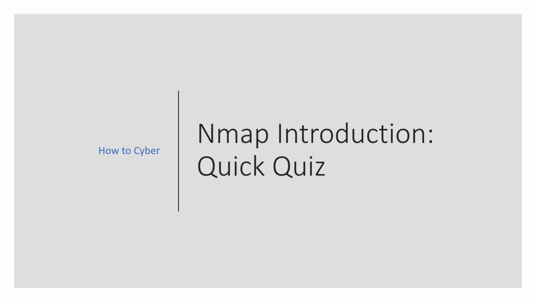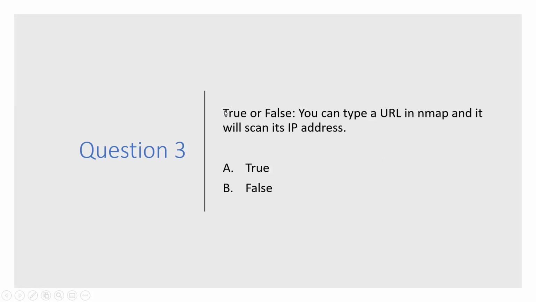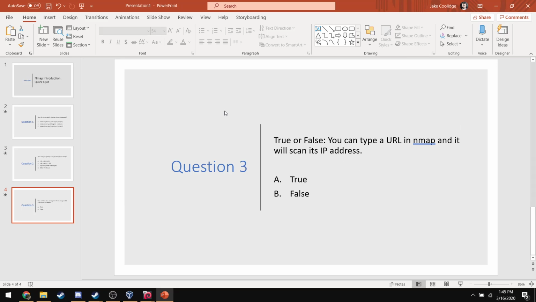Now let's just get right into the last question of the quiz. True or false? You can type in a URL on Nmap and it will scan its domain name service IP address, which it resolves to. Now, we just went over this. That is actually true. Now, I hope you learned something today, and we'll get into something a little bit more advanced in the next video.